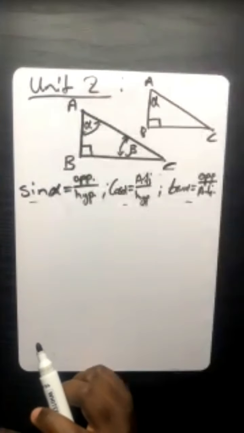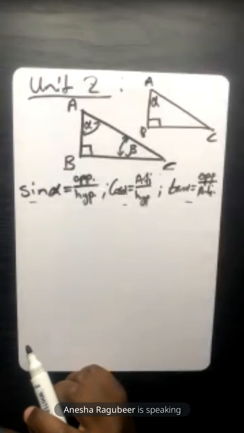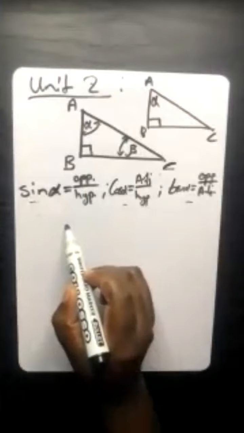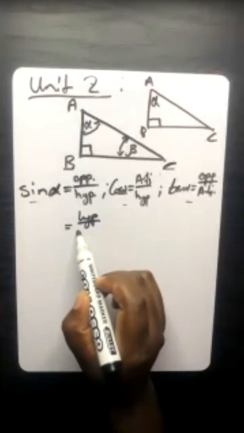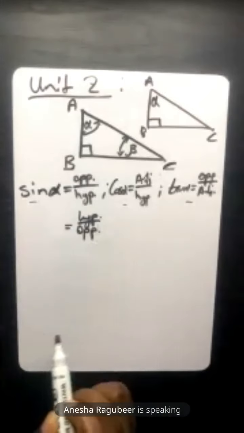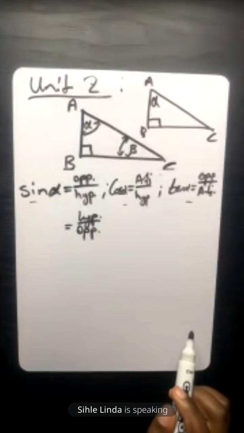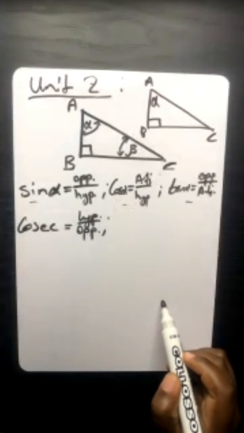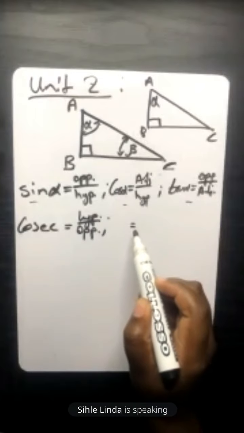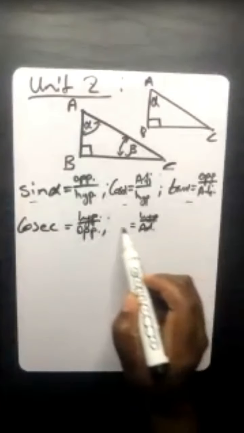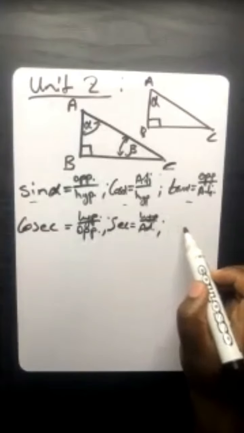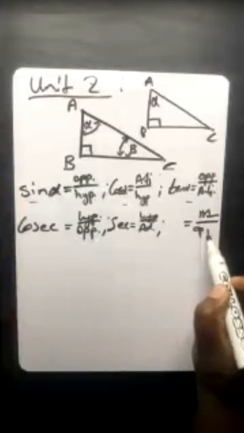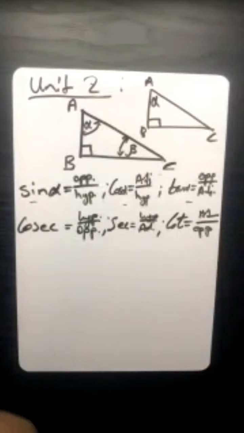What is the reciprocal of sine angle? It's hypotenuse over opposite, isn't it? So what is the name of that? Cosec. 100%. So we call it cosec. What about cos? Hypotenuse over adjacent, and that is called sec. Then adjacent over opposite is called cot. Do you guys agree with me on that one?